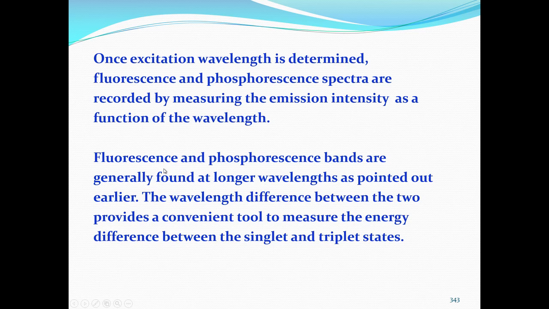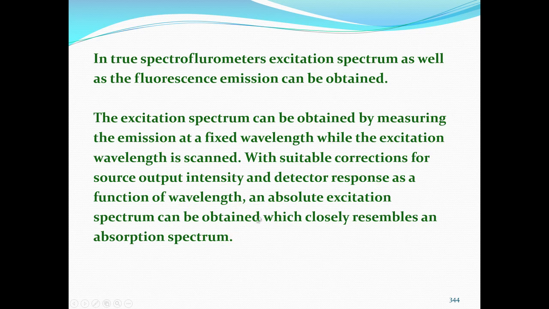Normally what we say is fluorescence and phosphorescence bands are generally found at longer wavelengths. This I have already told you. The wavelength difference between the two provides a convenient tool to measure the energy difference between the singlet and triplet states. This is also somewhat understood by now, because phosphorescence would be through the triplet state. In true spectrofluorimeters, excitation spectrum as well as fluorescence emission can be obtained. So, both these can be obtained in a good spectrofluorometer, as we call it.